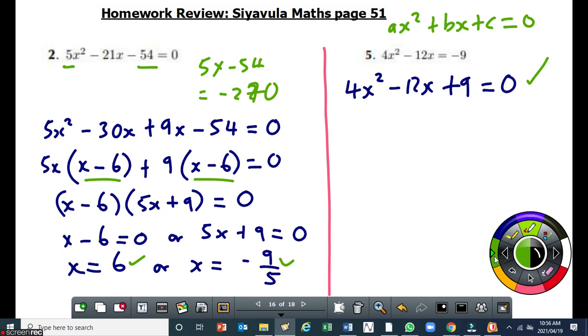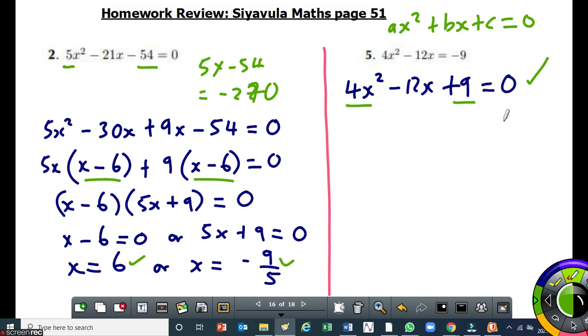Then, the coefficient of x squared is 4, the constant term is 9. So, 4 times 9 gives us 36. Now, we need two factors of 36, such that if we add the two numbers, they give us negative 12. Which two factors of 36 are such that if we add them, they will give us negative 12? I need someone else to tell us which two factors of 36 add up to negative 12.